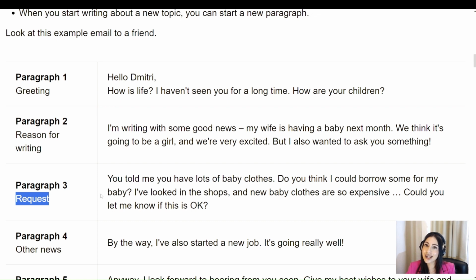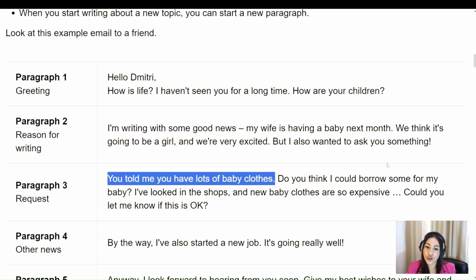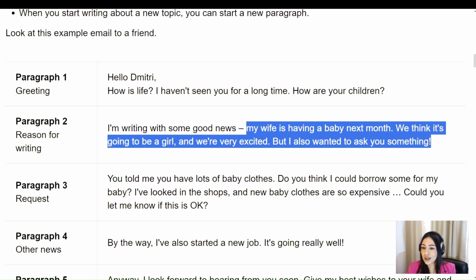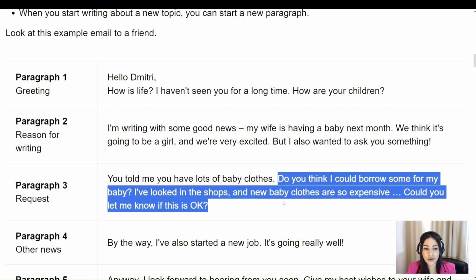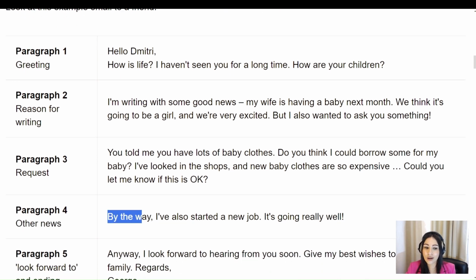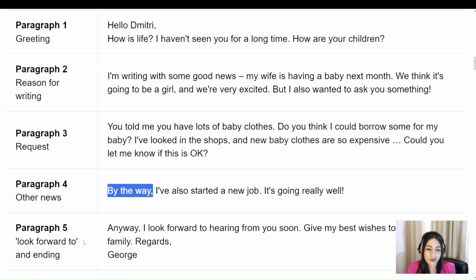So here we've separated one paragraph from the other to show a seamless segue. You told me that you have lots of baby clothes, and then comes the request. In the previous paragraph he explained his wife was pregnant, so here you explain the situation in detail, whereas in paragraph 3, the sender is now asking for baby clothes. If you'd like to write about other news or include extra information, then do so in a new paragraph. By the way, as we can see, this is rather informal, followed by a comma as well.